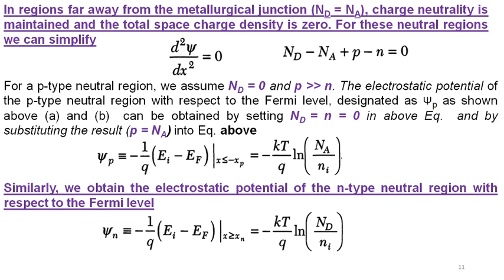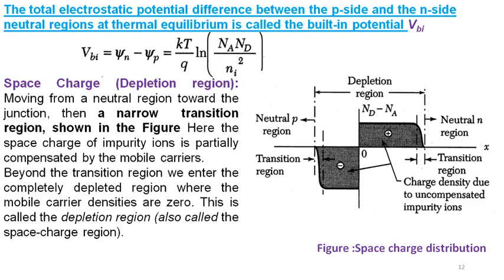A similar equation we can write for the N-type neutral region: psi n is equal to minus kT by q ln Nd by Na. By using that, or by using psi p plus psi n, we calculate the built-in potential, which is shown in the next slide. Then the total electrostatic potential difference between the P and N sides is VBI, psi n minus psi p, that is kT by q ln Na Nd by ni squared.